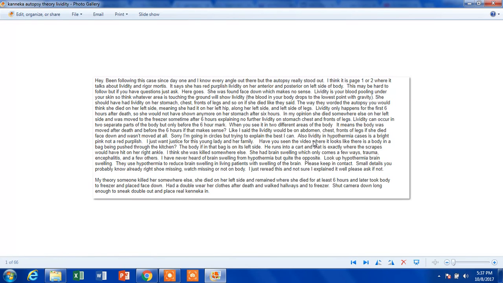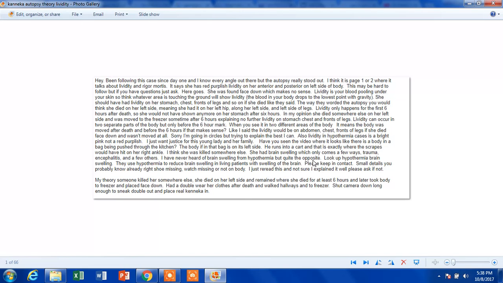Okay, and then right here it says the lividity in hypothermia cases is a bright pink, not a red purplish. Have you seen the video where it looks like there is a body in a bag being pushed through the kitchen? Yes, I have. The body, if in the bag, would be on his left side. I'm going to show that to you guys in a minute. He runs into a cart, and that is exactly where the scrapes would have hit her on her right ankle. I think she was killed somewhere else.